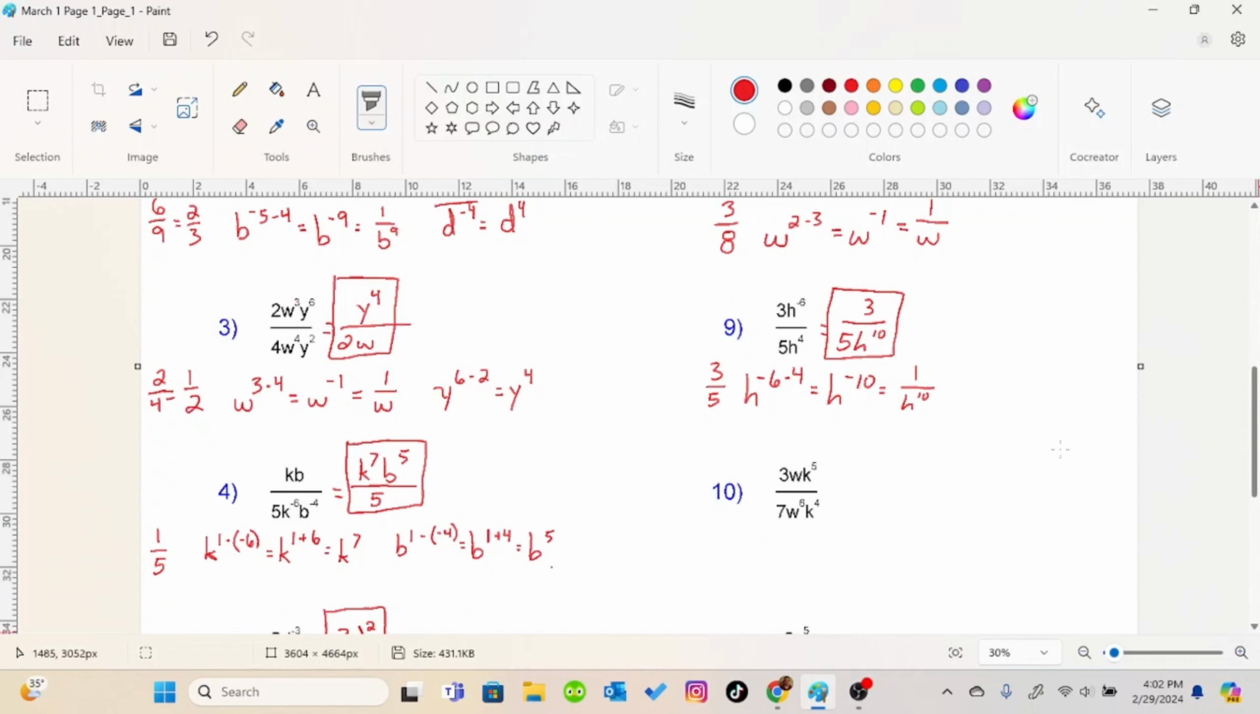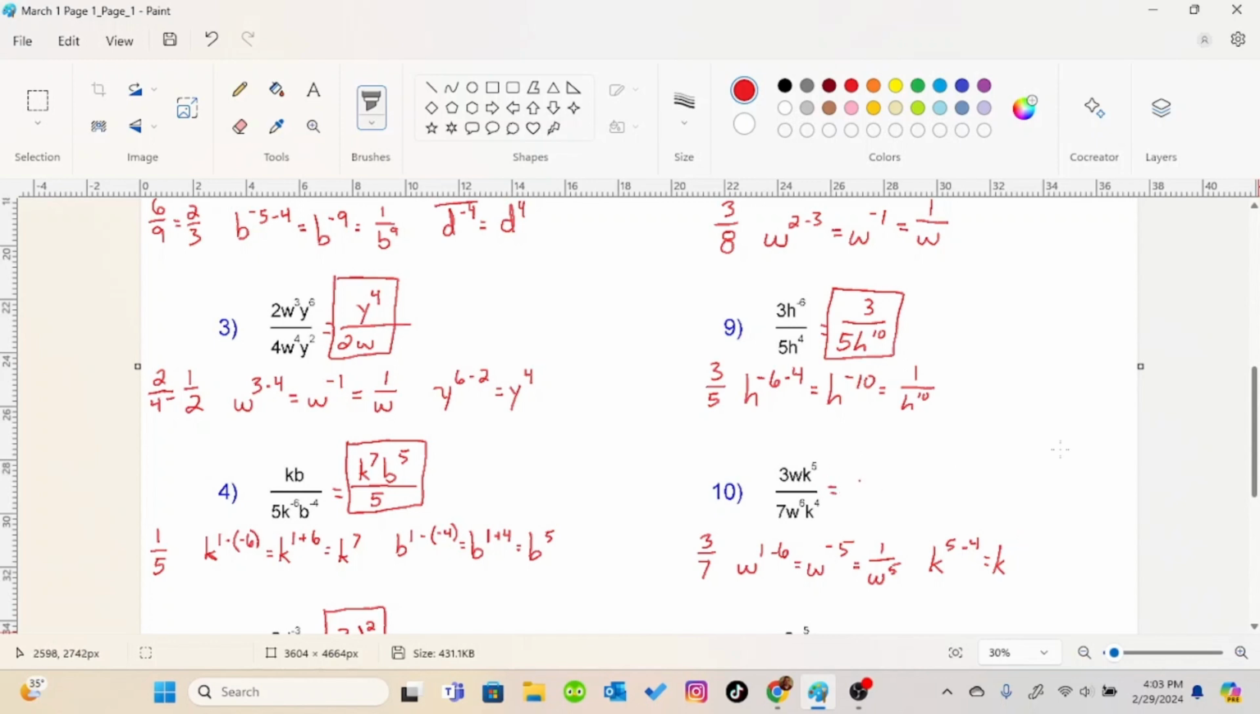Number 10. For the number portion, we have 3 over 7. For w, we have 1 on top minus 6 on the bottom. 1 minus 6 is negative 5. To make that positive, it becomes 1 over w to the 5th. And for the k portion, we have 5 on top minus 4 on the bottom. 5 minus 4 is 1, so that's just k.